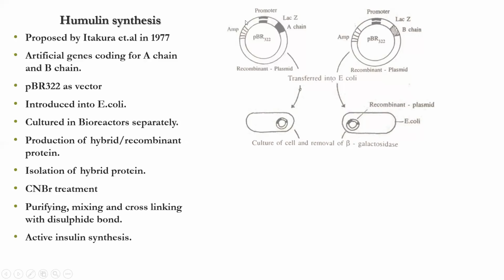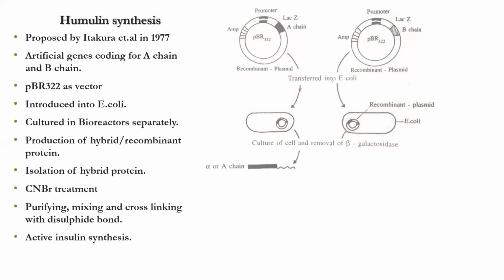During the culturing of these bacterial cells, normally lactose is provided, because when lactose is present, there will be expression of the LacZ gene to produce beta galactosidase. But we know the LacZ gene is associated with the A chain gene in one bacterial cell, and the B chain gene in another bacterial cell. Now, when you provide lactose in the medium, there will be induction of the LacZ gene. During the expression of the LacZ gene, there will be expression of the associated gene.